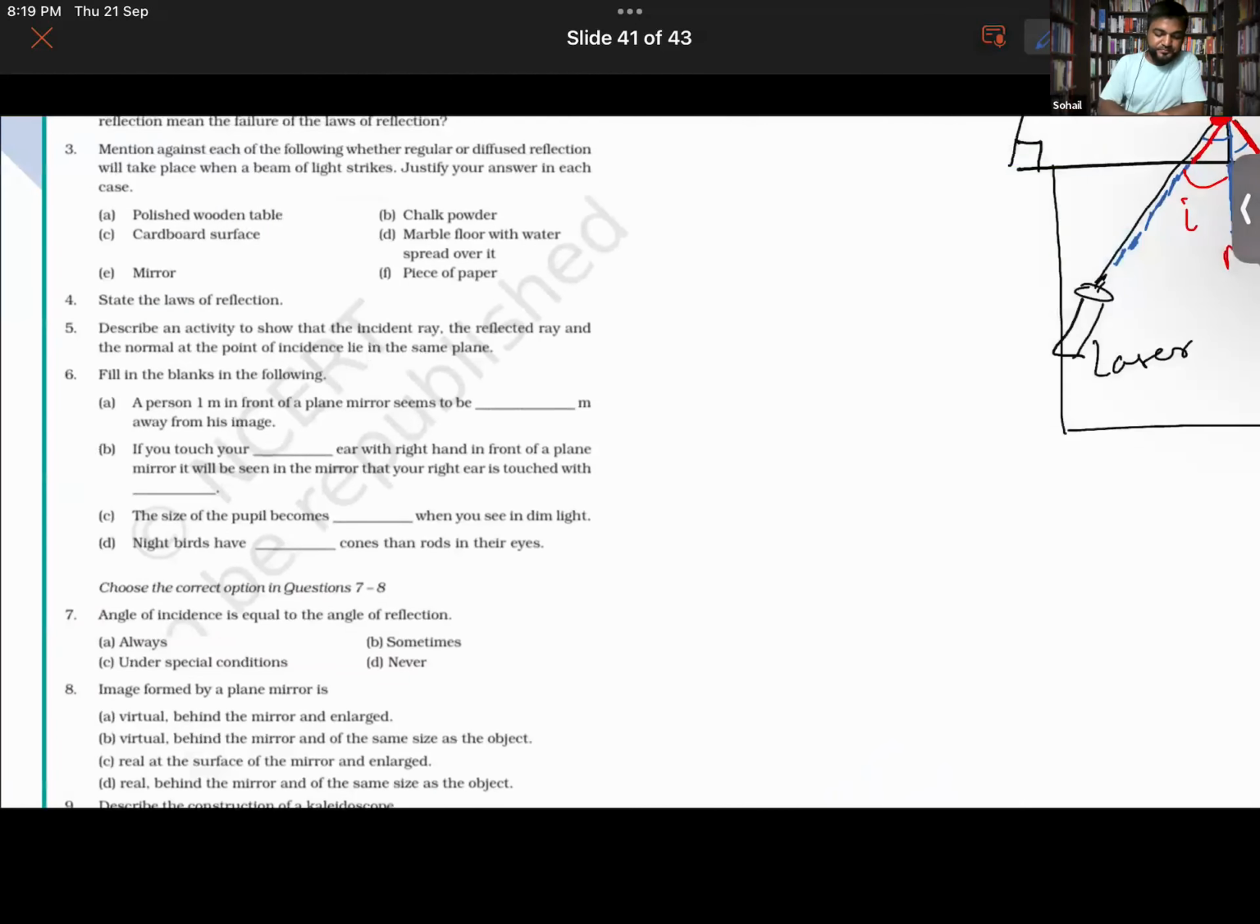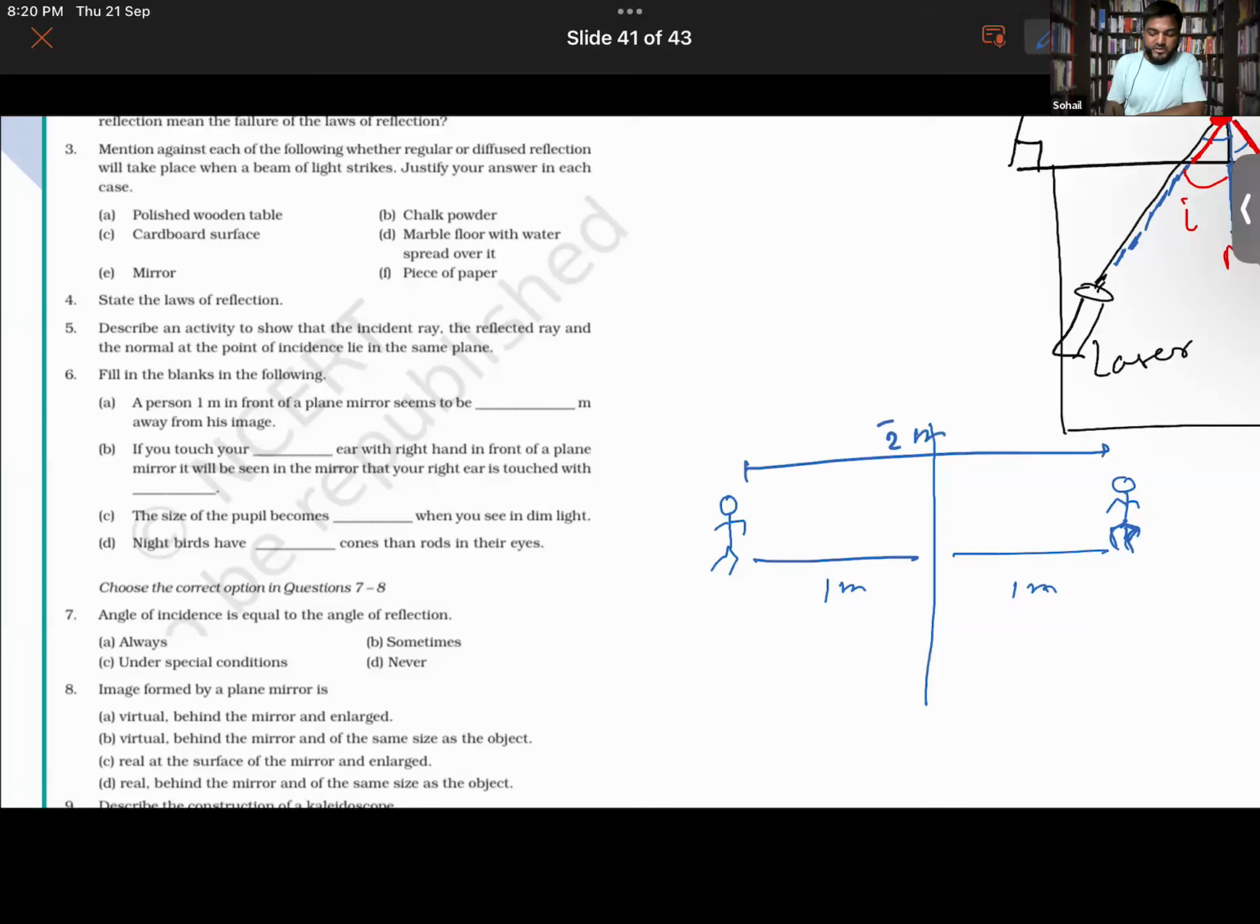Question number 6. Read the question. A person 1 meter in front of a plane mirror seems to be dash meters away from his image. So 2 meters. Exactly. 1 meter here and 1 meter here. The person will be like this, no? Is the diagram correct? No, it should be like this. Yeah, it will be inverted. Exactly. So 2 meters is the distance between this person and his image.